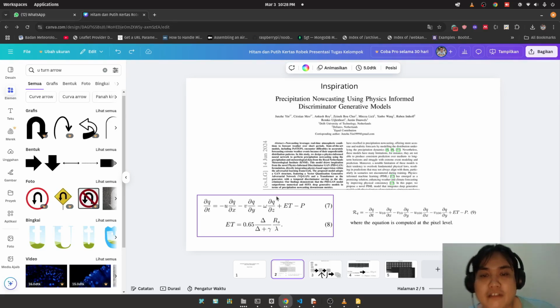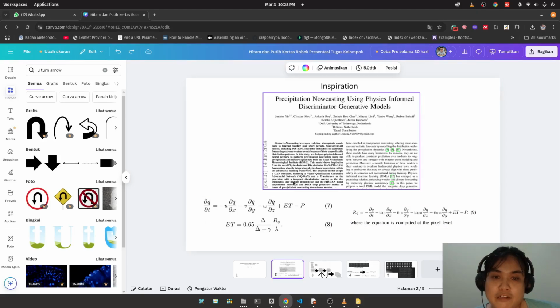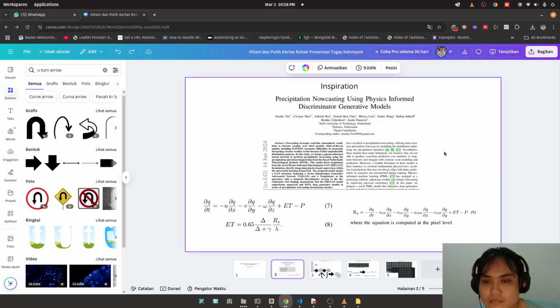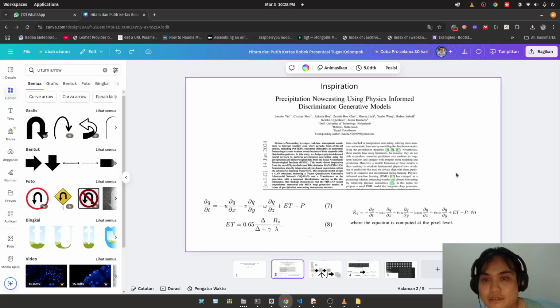Actually, if we rearrange them, all of these terms except ET, so ET equals the moisture transport in vertical and horizontal plus precipitation. And as you can see here, the only positive term is ET. The rest of it is negative. So that's why I've said that ET equals all of this. And yeah, this is important: the calculation of all of this is computed at the pixel level.